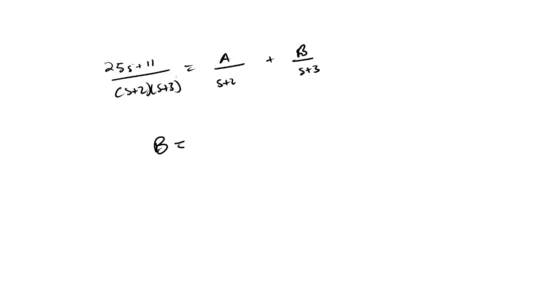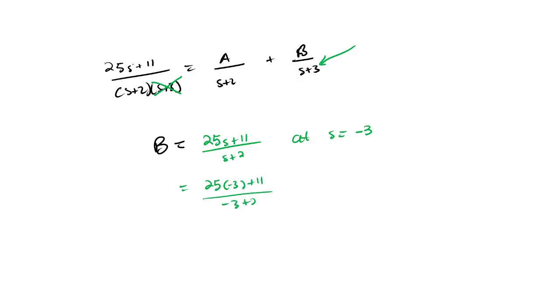Meaning this factor s plus 3, we're not going to consider it. We're going to look at what is left. So it's 25s plus 11 all over s plus 2. s is equal to what? What makes this denominator zero, which is negative 3. That's when we say 25 times negative 3 plus 11 all over negative 3 plus 2. And what is the answer?